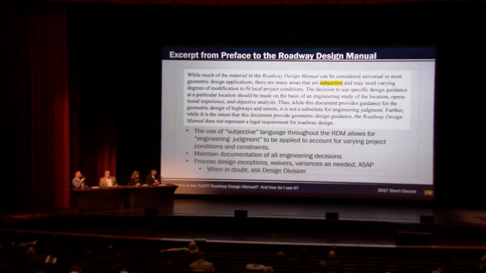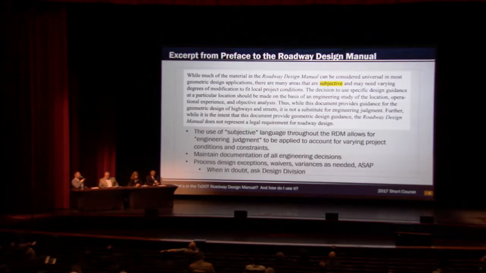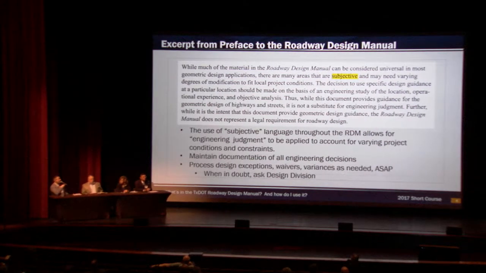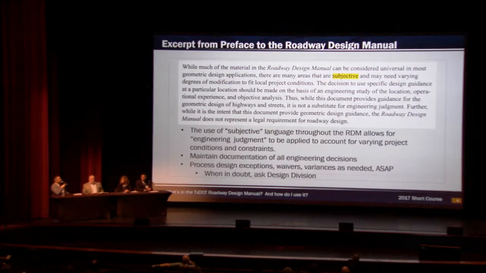So again, we're going to emphasize that, yeah, there's a lot of parts of the manual that use subjective language that allows for engineering judgment. So that's really what we're going to be talking about, again, as opposed to just the numbers in the tables. Now, important thing to note here, when you make decisions that are project specific and might vary from normal practice, then you want to maintain good documentation of those decisions.